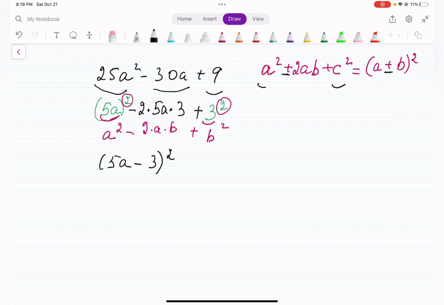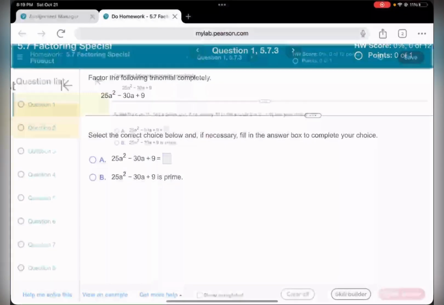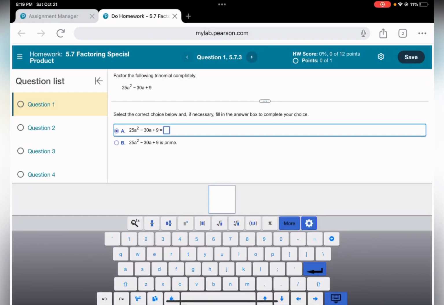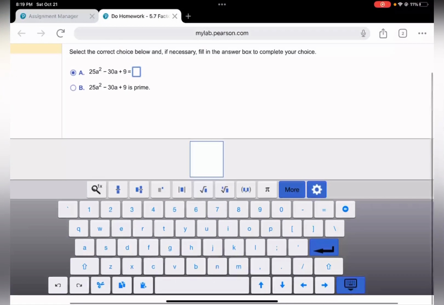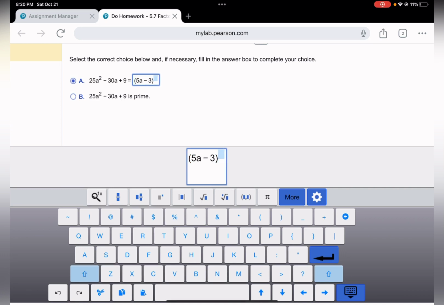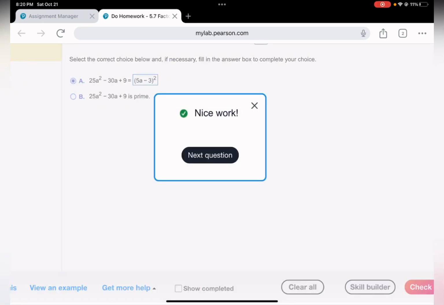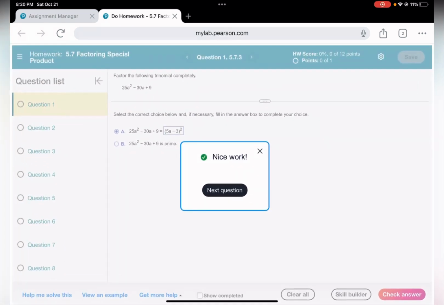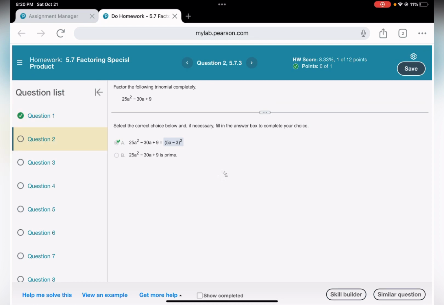All right, let me put the answer. Parentheses, 5a minus 3, and to power 2. All right, moving to next question.